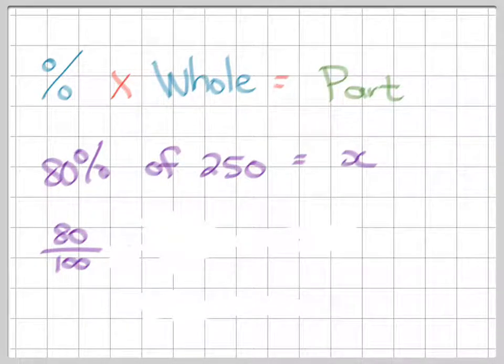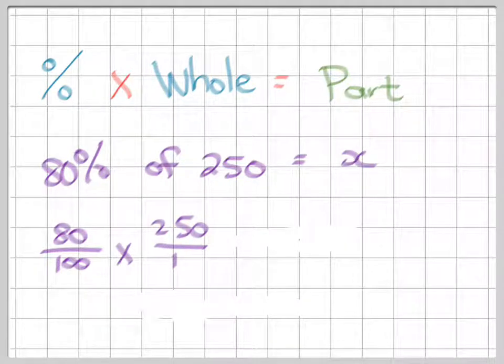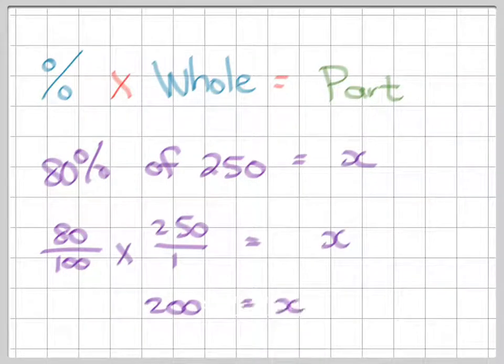Then your of is always your times, and then your whole is 250. And we place that over 1 because of our fraction laws. We know a whole number over 1 is how we're going to work out our multiplication here. And then we finish our equation by putting our equals x in. Now we're going to solve the left-hand side, and we find the answer is 200 equals x. And if you pull out your calculator and you put 200 over the whole 250, you will find it equals 80%. So you have solved that successfully using your formula.